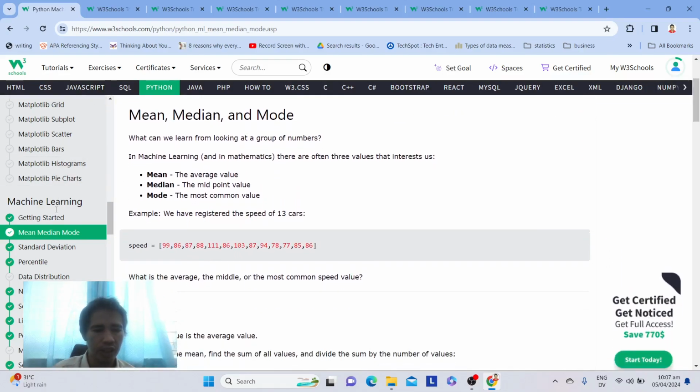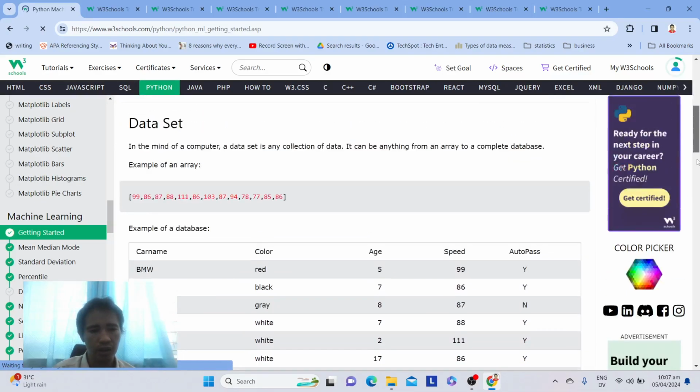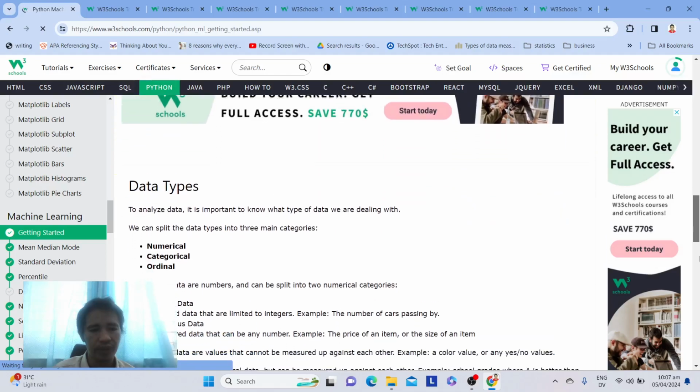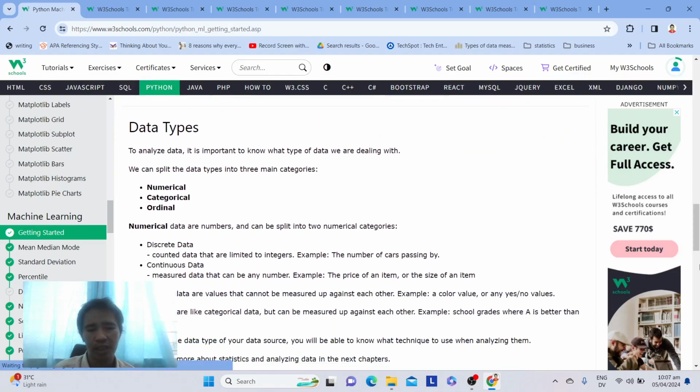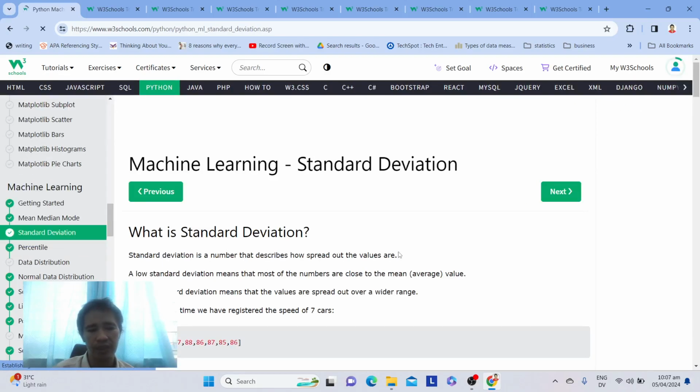Before that, we studied getting started. We talked about the data set and the data types: numerical, categorical, and ordinal. That's the three types, guys. And we discussed the mean, the median, and the mode. Right now, we are going to study the standard deviation.